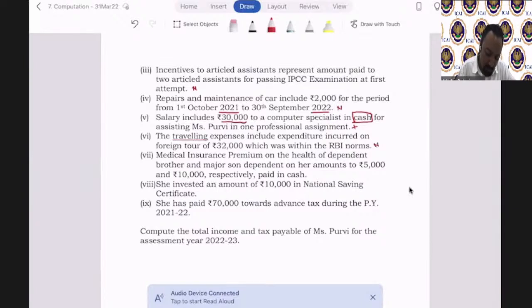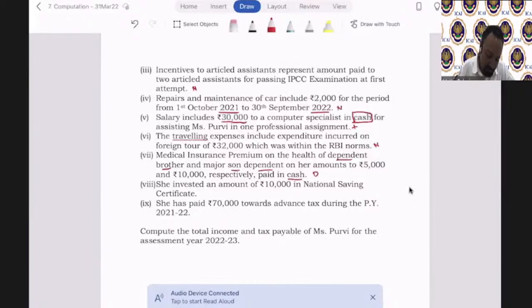Medical insurance premium on health of dependent brother, major son dependent on her amounts. So medical insurance premium 80D, we need to see how this is paid in cash. They have said paid in cash, they have said son dependent on her and brother dependent on her. So we'll have to see what it is eligible for, and understand whether cash is allowed or not. However, we can say that it is an 80D which has to be considered. So I'll put D here. So that is for 80D.